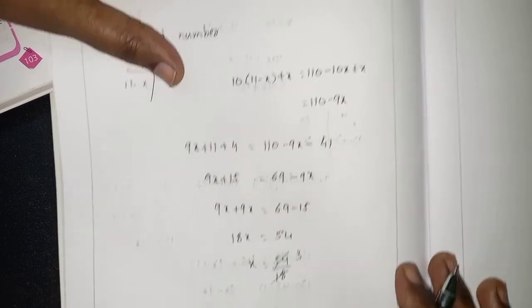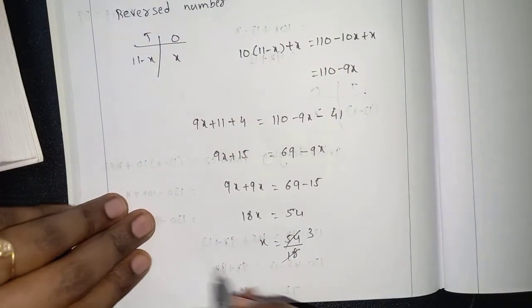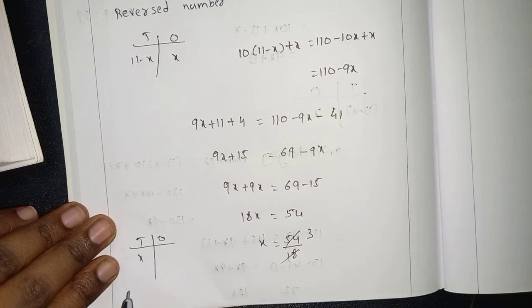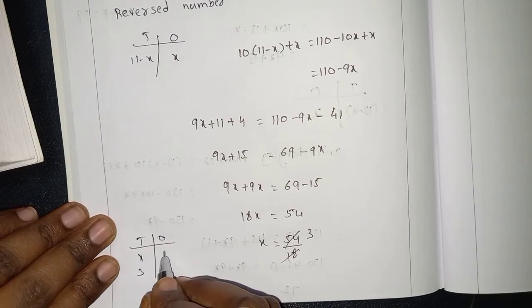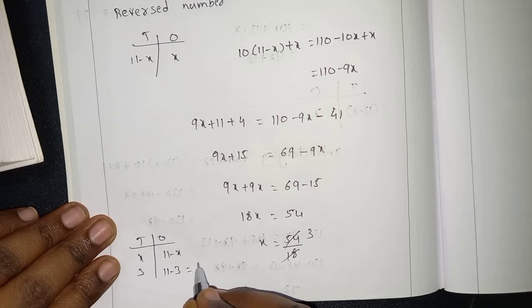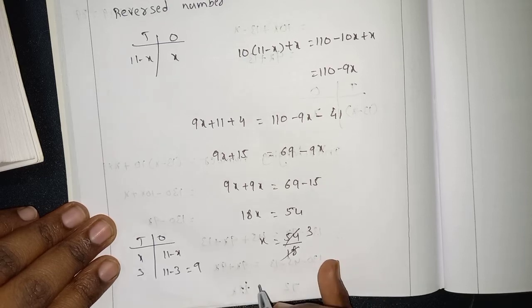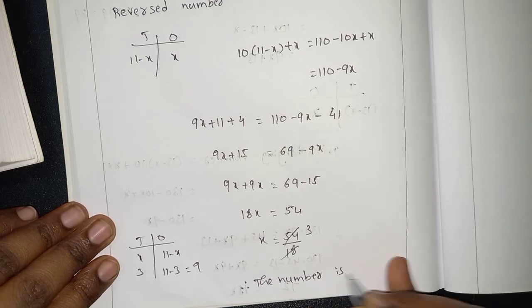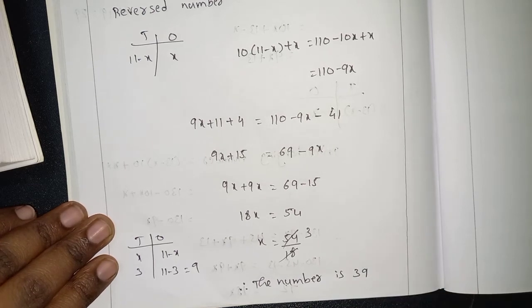18 ones are 18, 18 threes are 54. So, x is 3. And 11 minus x means 11 minus 3. How much will it be? 8. Therefore, the number is 39. Understand?